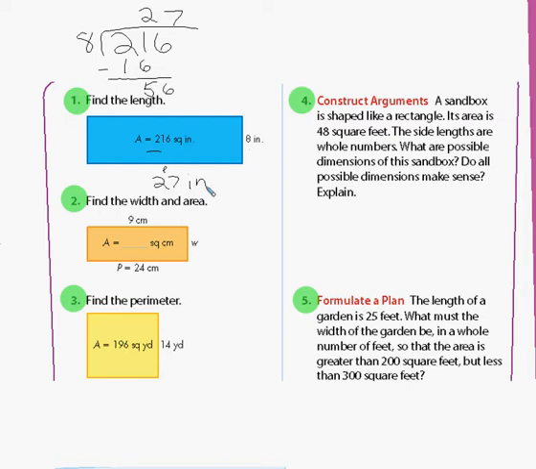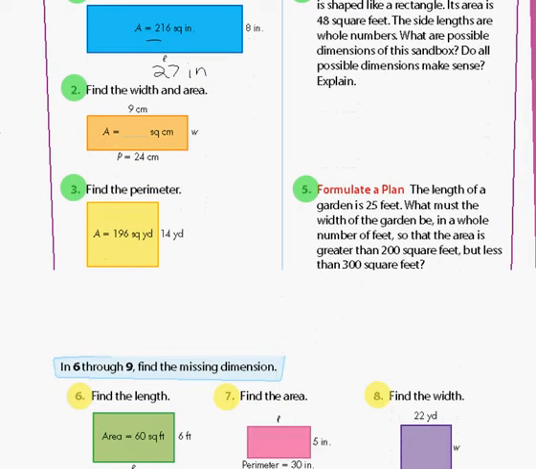Okay, on problem number 2 right there, it says find the width and the area. So it's missing the width and it's missing the area, but it's giving us a perimeter of the entire rectangle. And if we know one side of the rectangle, we know the perimeter, we can find the missing sides. It's not too difficult. How you do that is you take 9, you multiply by 2, because the opposite side over here is 9 centimeters also. So that's 18 centimeters. You'll subtract 18 from 24.